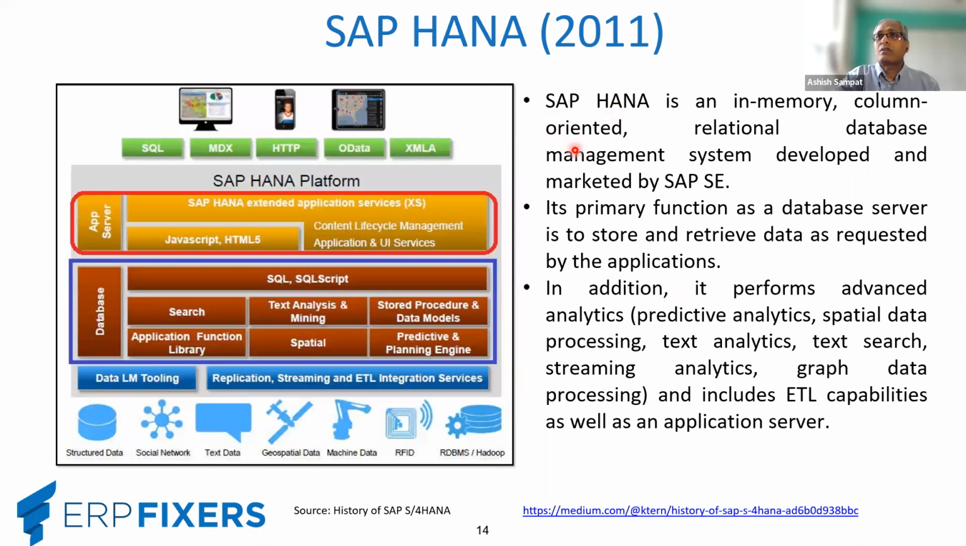HANA was introduced in 2011. This is more from the database point of view, but this was one big leap, if you want to call it that way. Again, an in-memory, column-oriented, relational database management system. A lot of clients had pain points around, my WIP variance settlement takes a long time to run, or my material ledger takes a long time to run, or certain other processes, like variant configuration, take a long time to run. That's where HANA in-memory computing was introduced. Various other features were also introduced in terms of predictive analytics and so on.